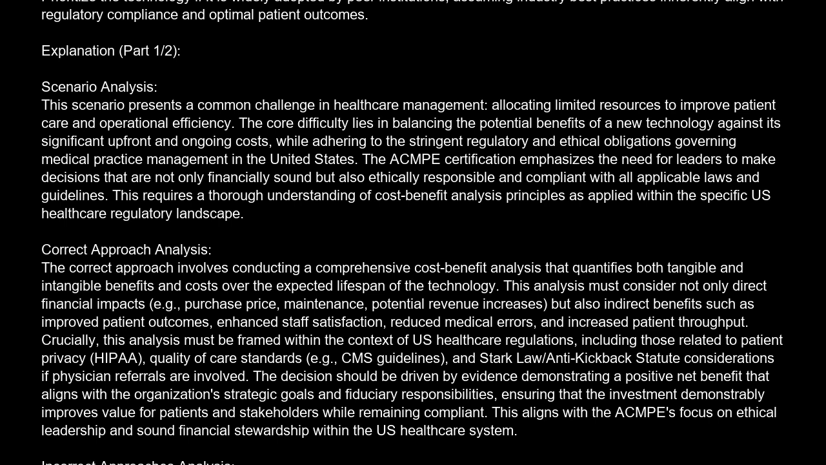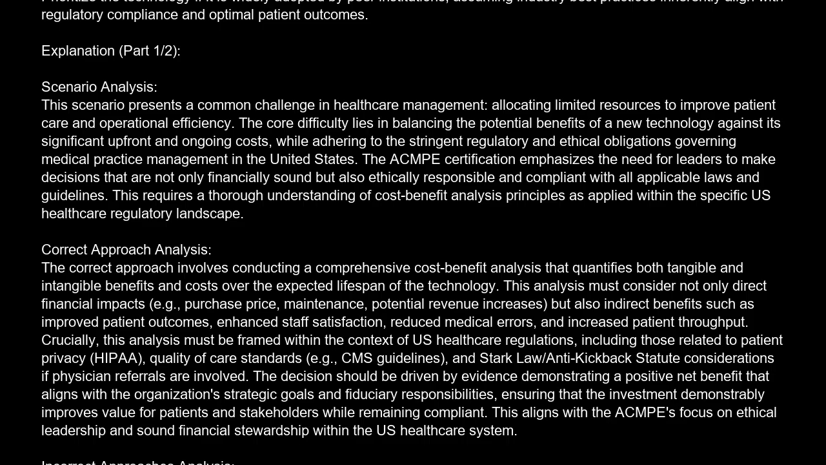Scenario analysis. This scenario presents a common challenge in healthcare management, allocating limited resources to improve patient care and operational efficiency. The core difficulty lies in balancing the potential benefits of a new technology against its significant upfront and ongoing costs, while adhering to the stringent regulatory and ethical obligations governing medical practice management in the United States.